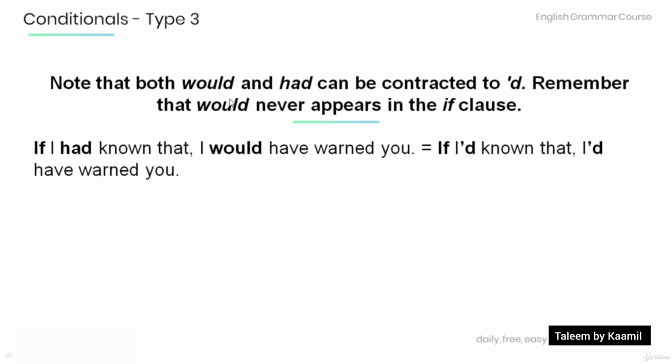Note that both would and had can be contracted to apostrophe D. Remember that would never appears in the if clause. Have a look at the example over here. If I had known that, I would have warned you. This would be equal to if I'd known that, I'd have warned you.